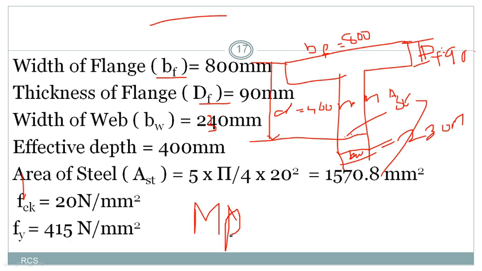What does type 1 say, when we are discussing our previous classes? Type 1 is when the material properties and sectional properties are given, and you need to calculate the moment of resistance. That is the analysis of a T-beam with respect to a type 1 problem.